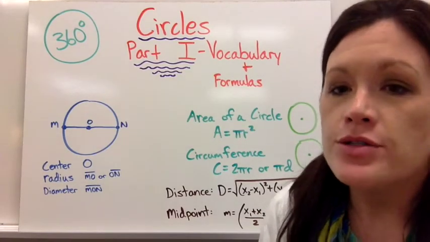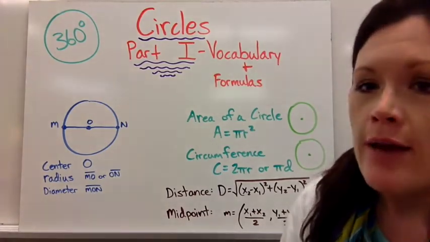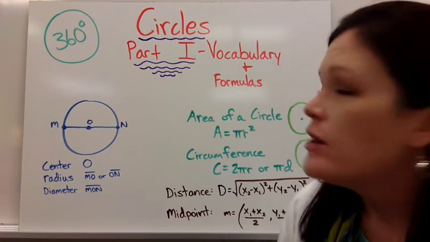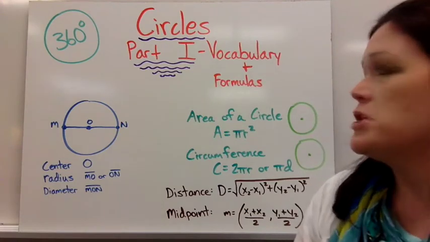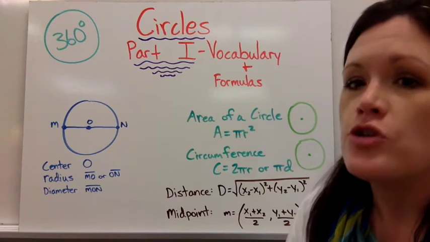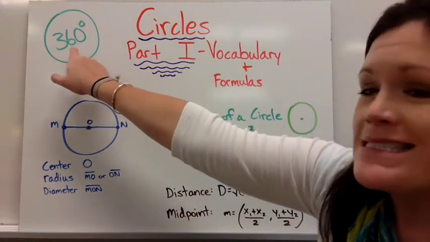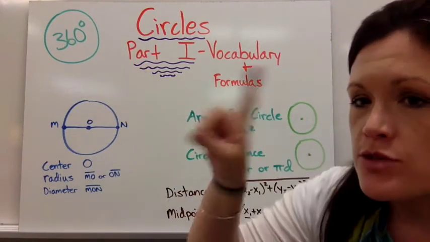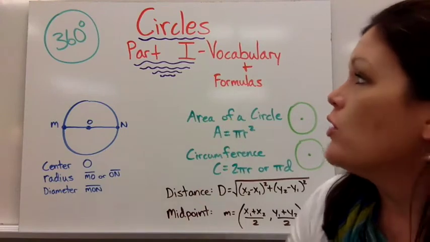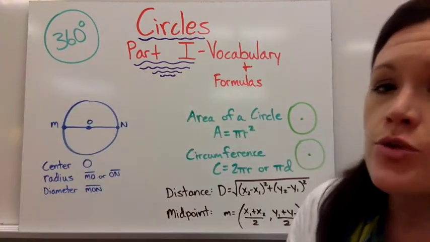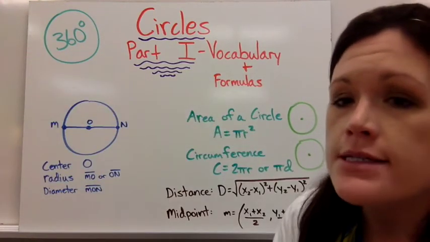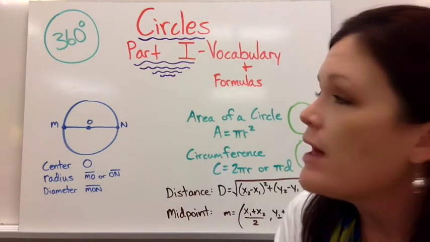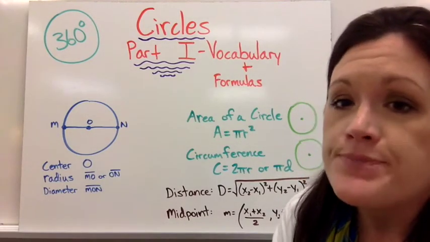Let's talk about circles and some important vocabulary for just a few minutes. The first part of circles I want to mention is that the degrees in a circle are equal to 360 degrees. So if you add up all the angles within one circle, you need to know that they add up to 360 degrees. And a semicircle is half a circle. That would add up to 180 degrees.